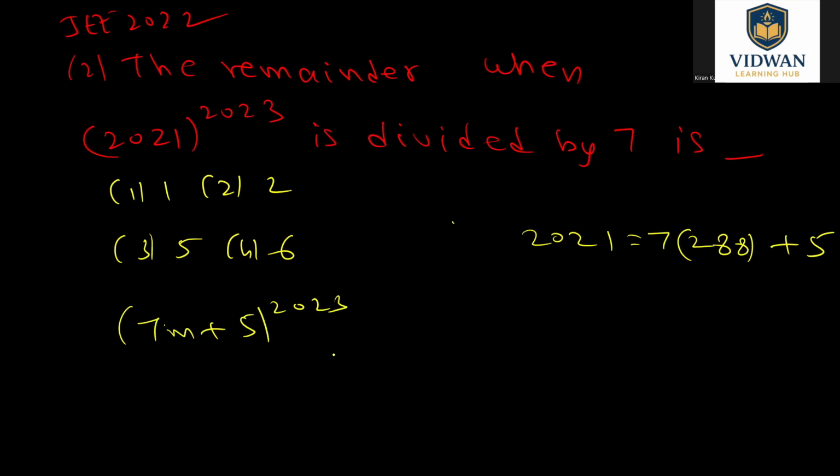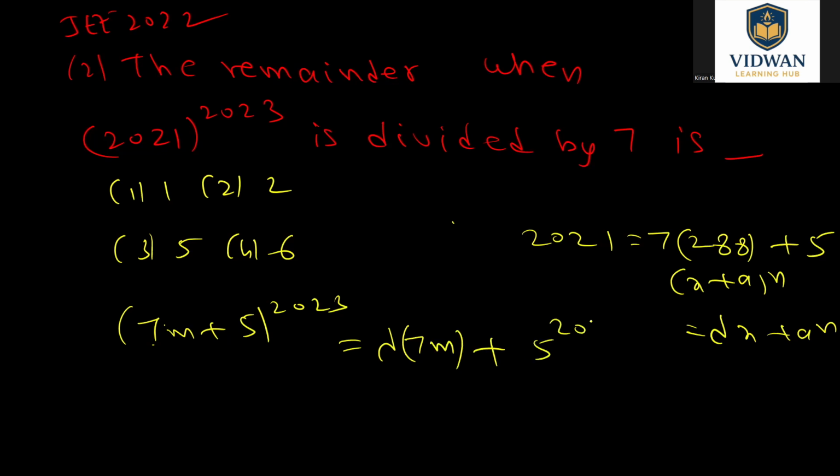Here it is 288. And whenever it is in the form (x plus a) power n, what did I tell you? (x plus a) power n can be written as some lambda x plus a power n. So if I use this, I can just say lambda into x is nothing but 7m, plus a power n is nothing but 5 power 2023. So multiple of 7, so 7 into lambda into m is some q, plus 5 power 2023.